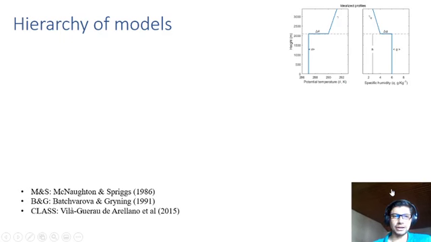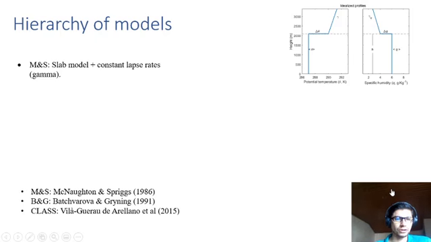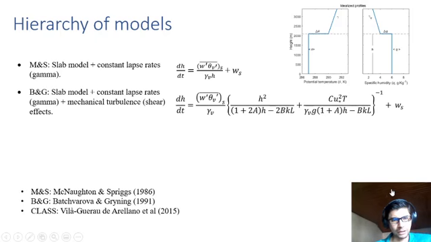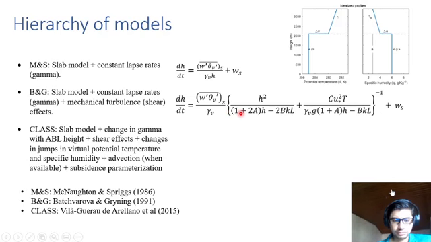So we evaluate a hierarchy of three models. The M&S, or Mahrt-Sparrow, is a simpler model that assumes constant lapse rates or gamma values. We also have the Batchvarova-Gryning model, which has a higher level of complexity because it adds the effects of mechanical turbulence or shear effects, parameterized here through this term.